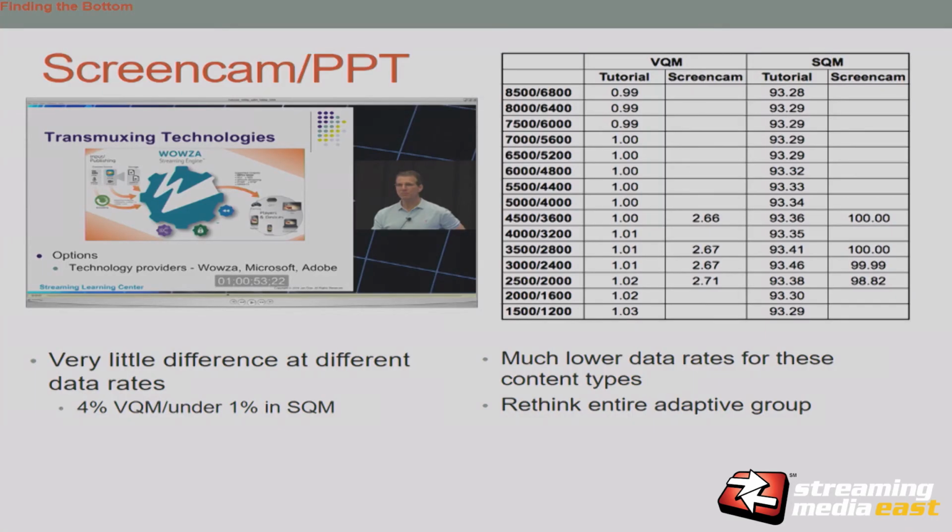And then it gets even more significant if you're looking at screen cams, or this is a screen cam in PowerPoint, where at data rates in the very low range, like 2 megabits per second or 2,500 kilobits per second, you can get a 98.82 rating, which you can't get anywhere with a tutorial video or a real-world video. So if you're encoding very disparate types of videos, if you're a training company with talking head videos, hybrid videos, and total screen cams, you really can benefit from an encoding ladder.